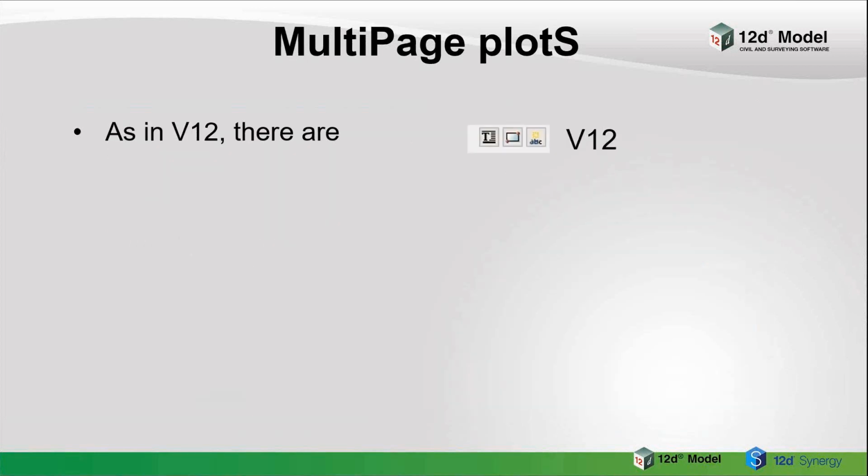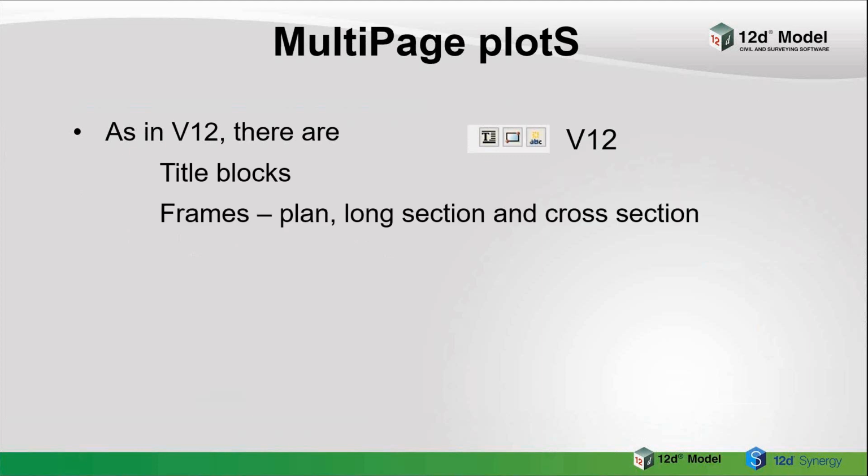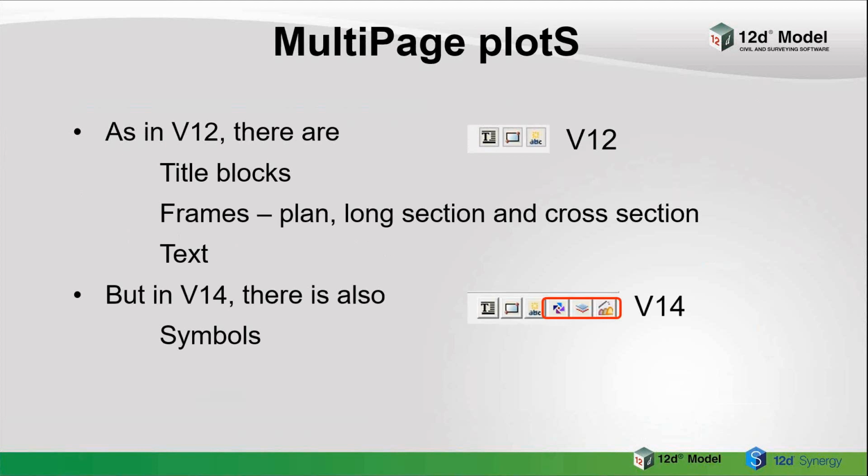Also in V12 you had title blocks. You could put frames, plan, long section, and cross section. We could put one cross section, and also text. They're also in V14, but we've also added one called symbols, so you can place symbols there, and models. With a PPF file, you could have up to 3 model names. Here you can use as many of them as you like. And also there's a thing called special chapters. I'll come back to that in a sec.